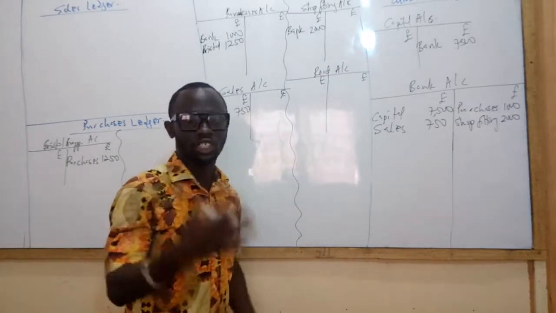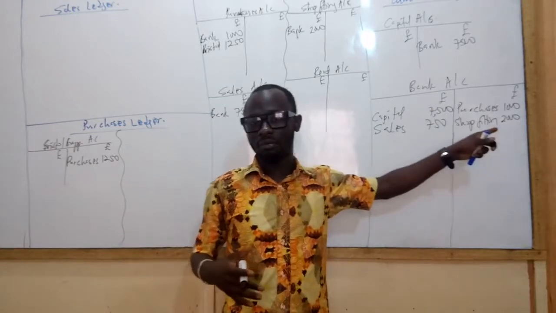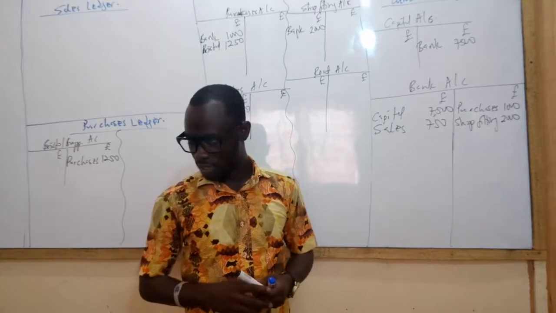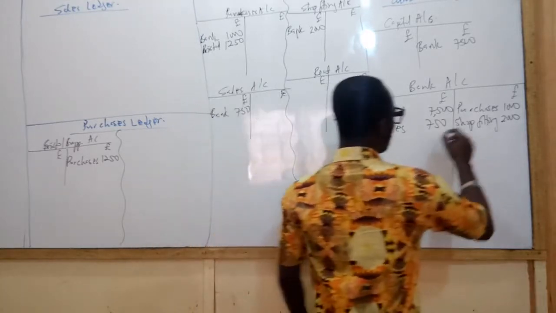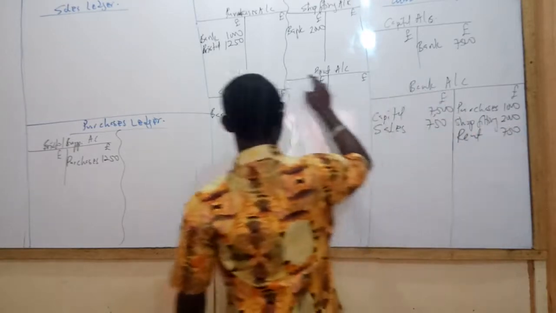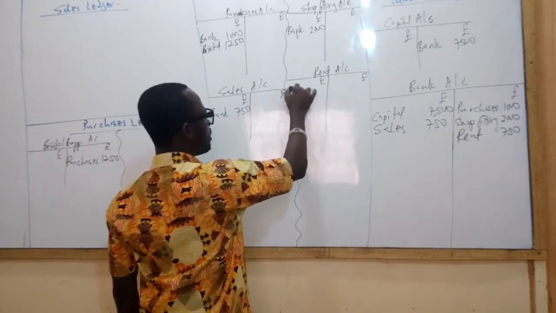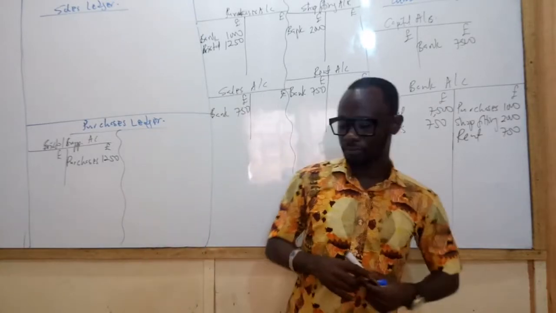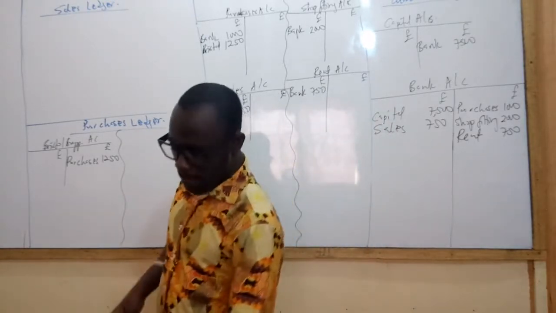So we are paying by check. So we credit our bank account and debit what? The rent account of $750. So rent will be here, $750. Then we credit this guy in the name of bank, $750.